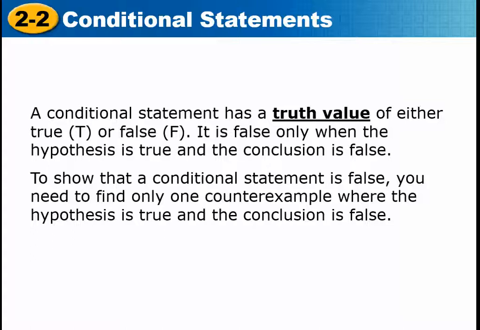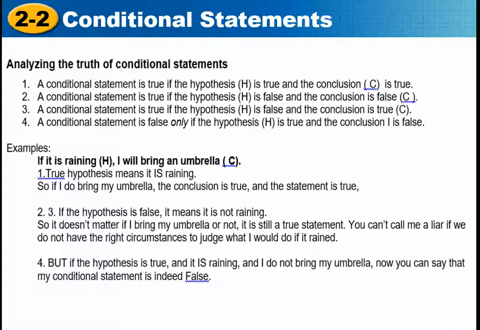All right, conditional statements, which are the if-thens, they have truth value. They can either be true or false. We haven't bothered saying whether they're true or false up to now. It's only false if the hypothesis is true and the conclusion is false. So the only thing that you have to do to show that it's false is you need to find one counterexample where the hypothesis is true and the conclusion is false. All right, so let's look a little bit closer at what this means. Here's an example.